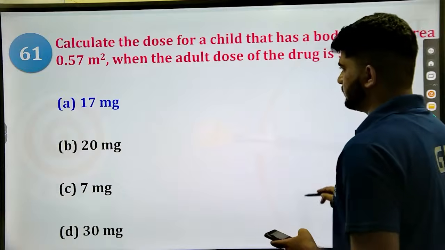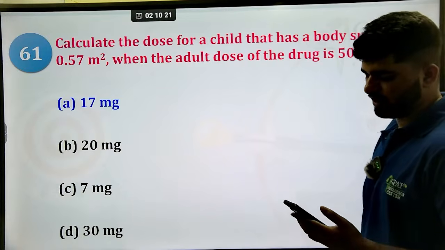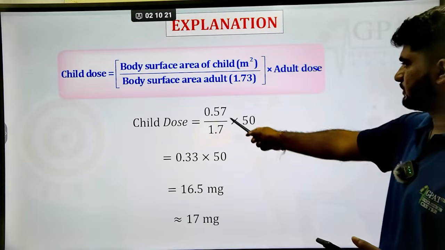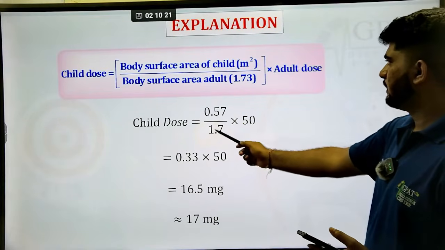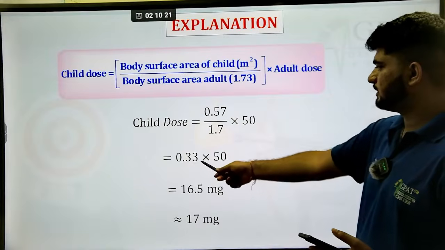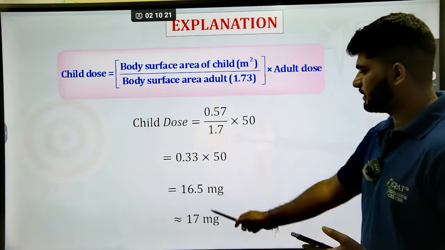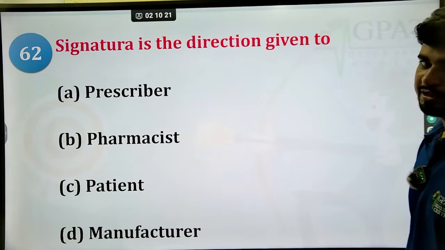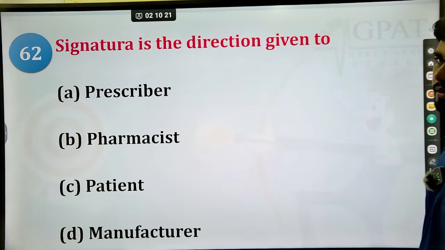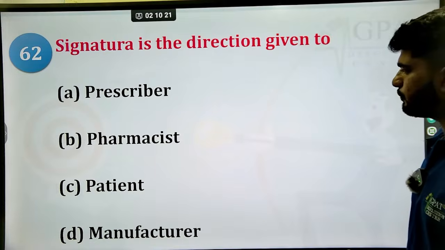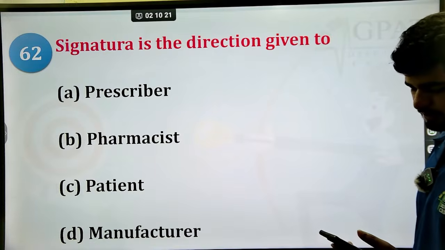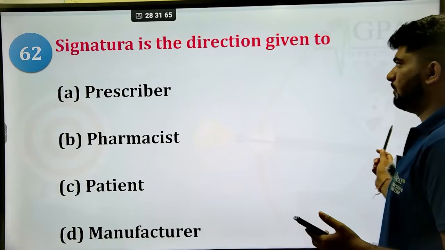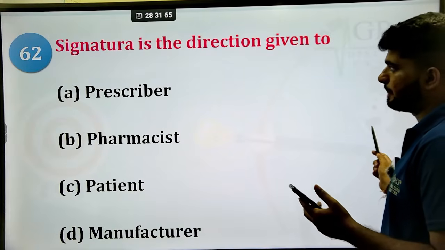16.47. Let's see what the answer is. That is around, yes, 17 mg. Exactly, 17 mg would be your correct answer. Here you can see 0.57 upon 1.73 into 50, 0.33 into 50, 16.5, that is approximately 17 mg. Exactly. Child dose. And that is known as which formula? Is it your BSA formula or Clark's formula? Which formula is it, guys? Can you tell me that?